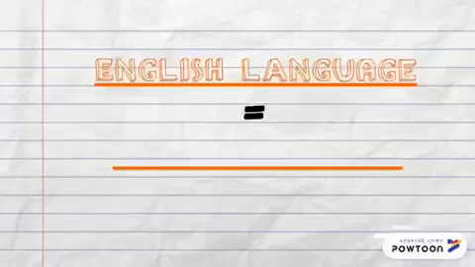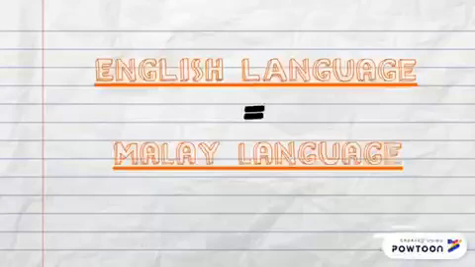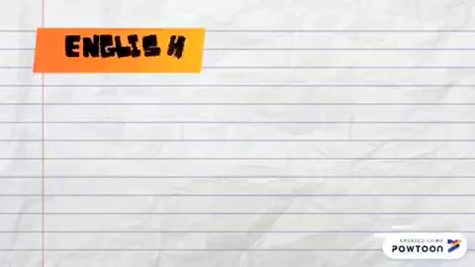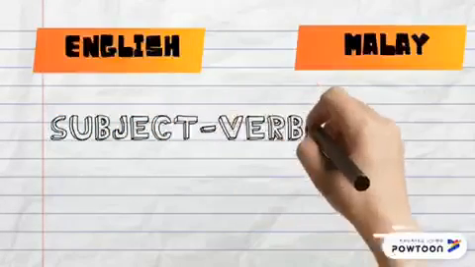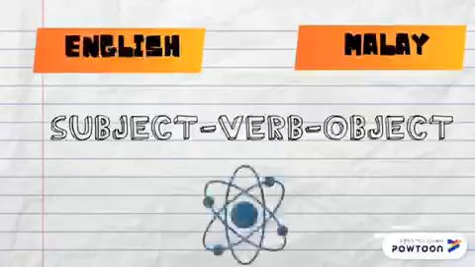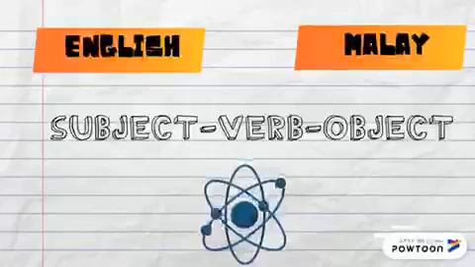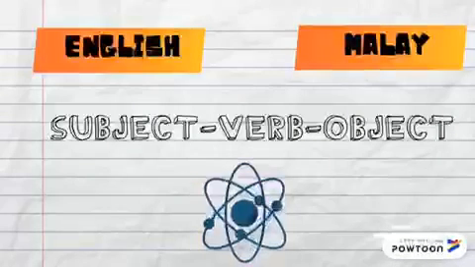Is English language the same as Malay language? Let's take a look. Yes, English language and Malay language are the same because they have subject, verb, and object.